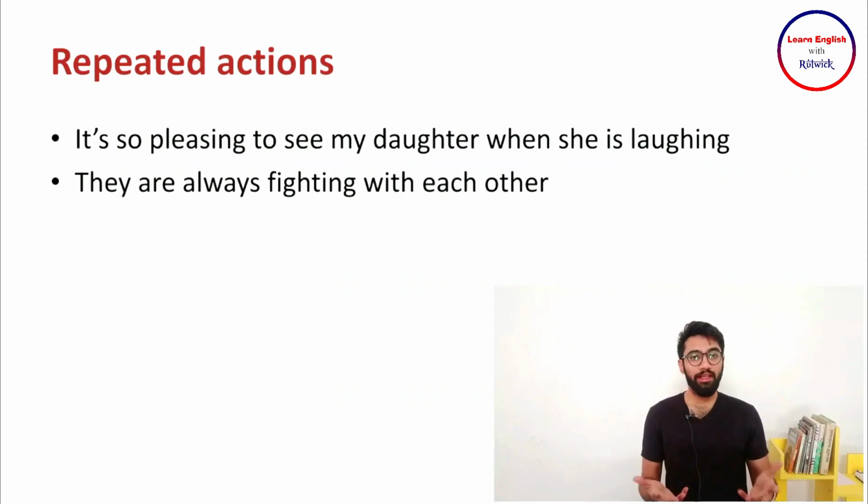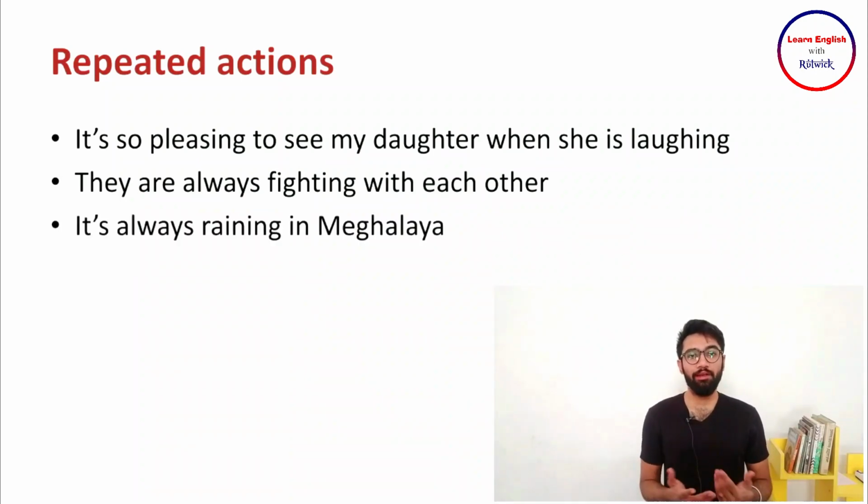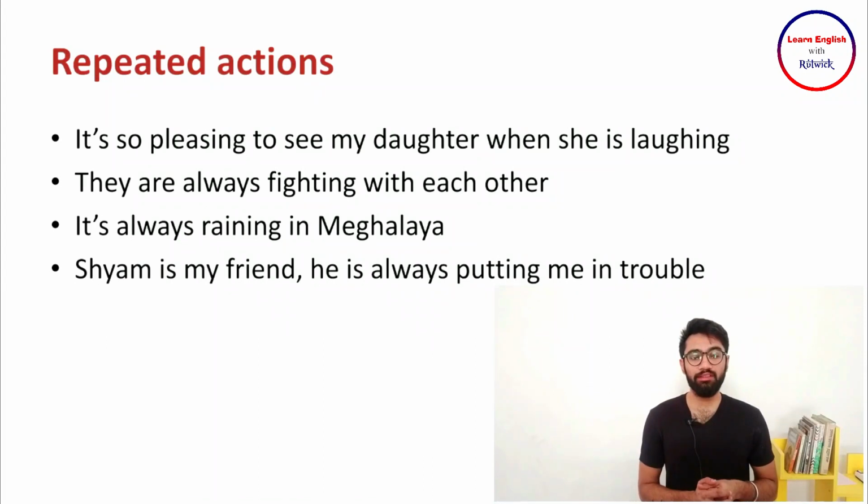Next, they are always fighting with each other. So again, it's an everyday activity. The next, it's always raining in Meghalaya. So it's a repeated action. Almost every day it rains in Meghalaya. So we can use present continuous tense.